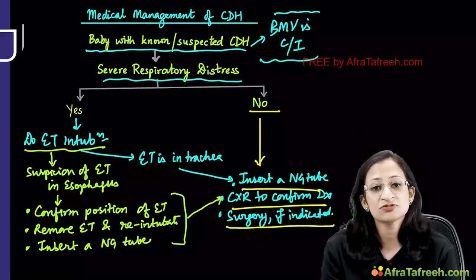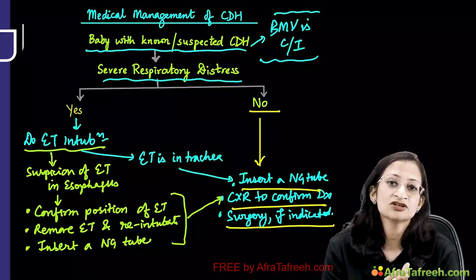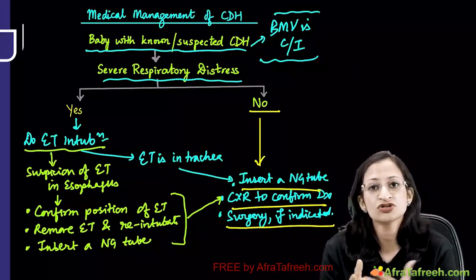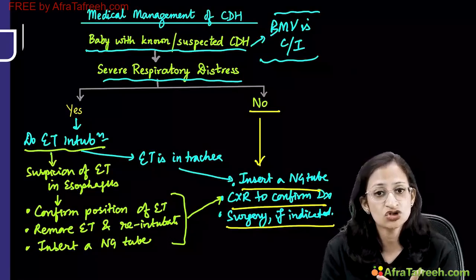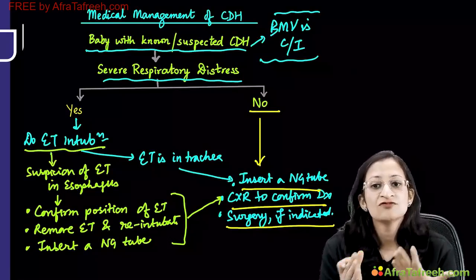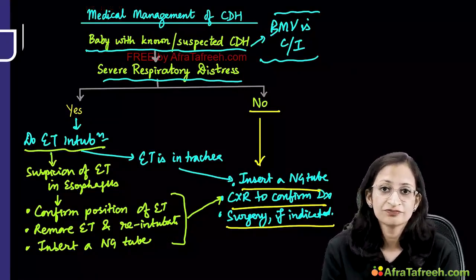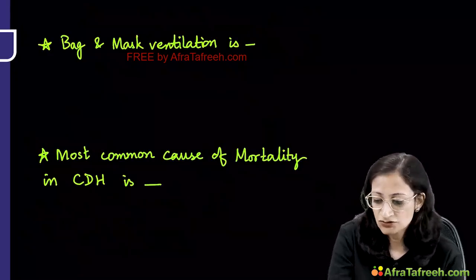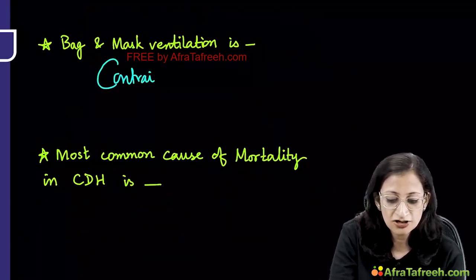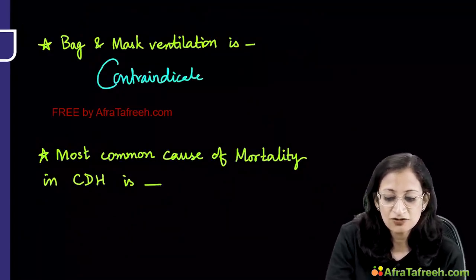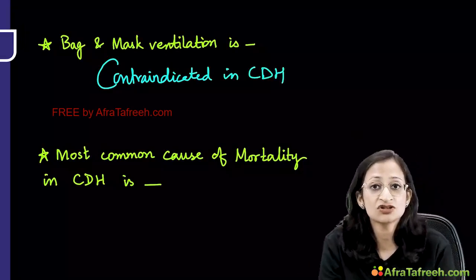So that is the medical management of congenital diaphragmatic hernia. If there is severe respiratory distress, do not do bag and mask ventilation, intubate the baby. If you suspect that intubation is not correct, confirm the position using ETCO2 or other modalities. Remove the ET and re-intubate if you are unsure. Insert a nasogastric tube. Finally, do a chest x-ray to confirm the diagnosis and surgery if indicated, right? Bag and mask ventilation, as we already mentioned, is very, very important to avoid, as it is contraindicated in congenital diaphragmatic hernia, because the condition of the baby will further worsen instead of improving.